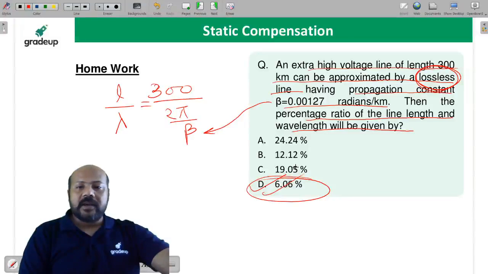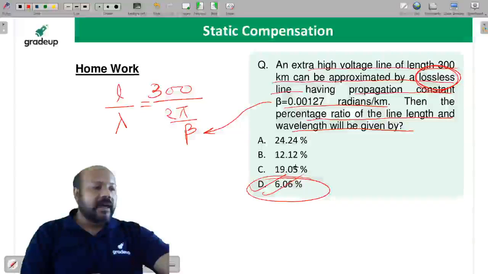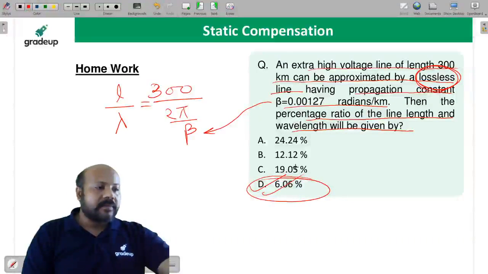All the candidates on the Gradeup app and YouTube, just tell me quickly, are you getting this answer? Can we proceed now? Yes? Now let us go to the next question.